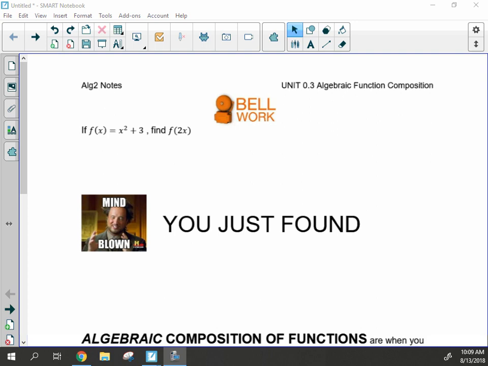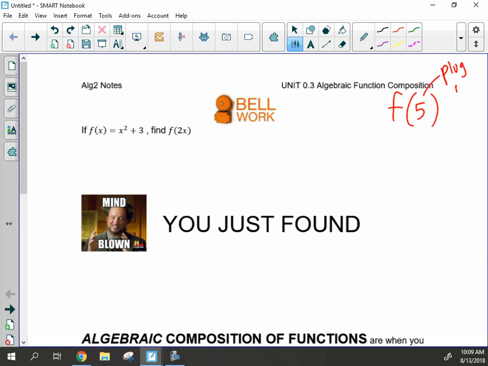So, here's what should have happened. According to what we've learned in the past, when you see something like this, f of 5, all that means is plug it in, right? Plug it in. So in this problem right here, it doesn't change the rules just because it says 2x. We still have to put the 2x inside of the other problem.